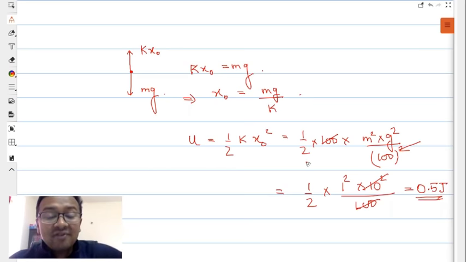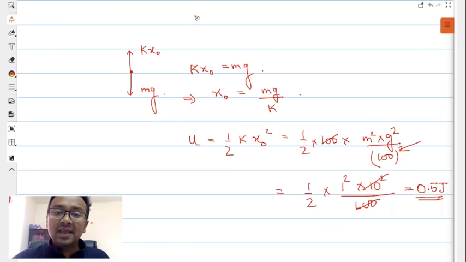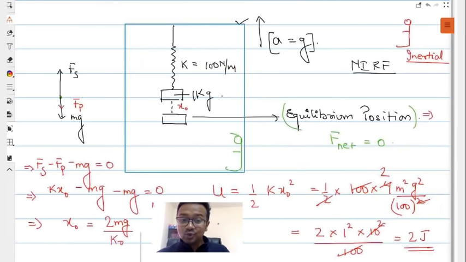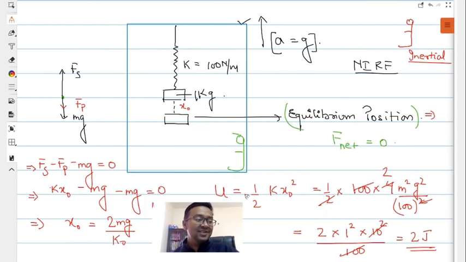So 0.5 joules if it is from the inertial reference frame, and it is going to be 2 joules, my dear students, if it is for the non-inertial reference frame.